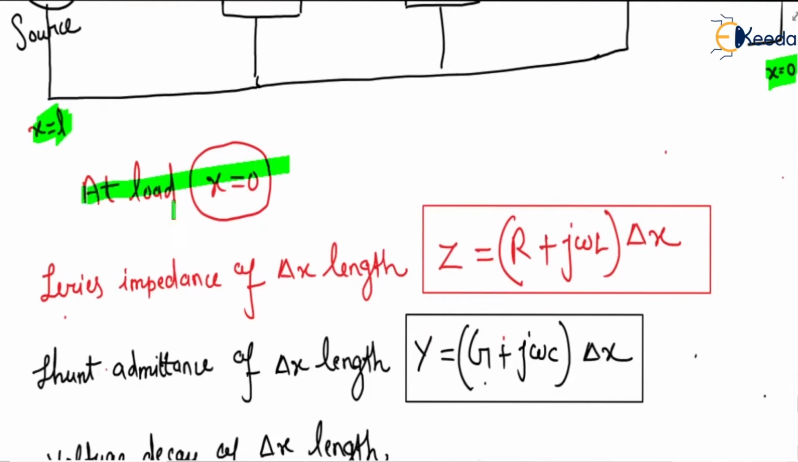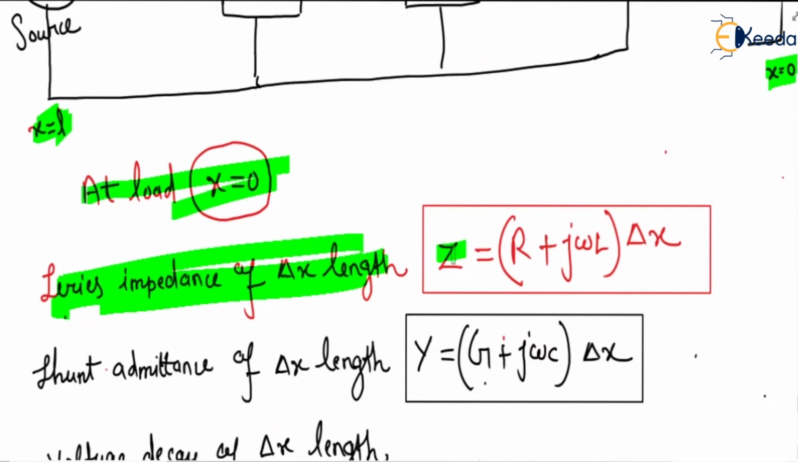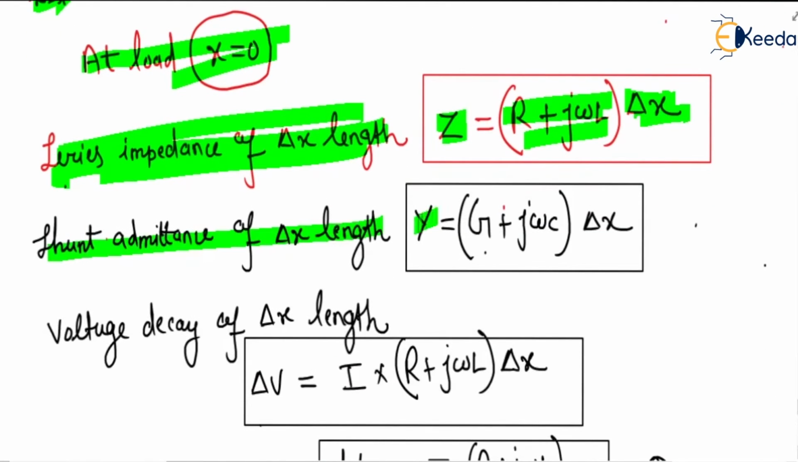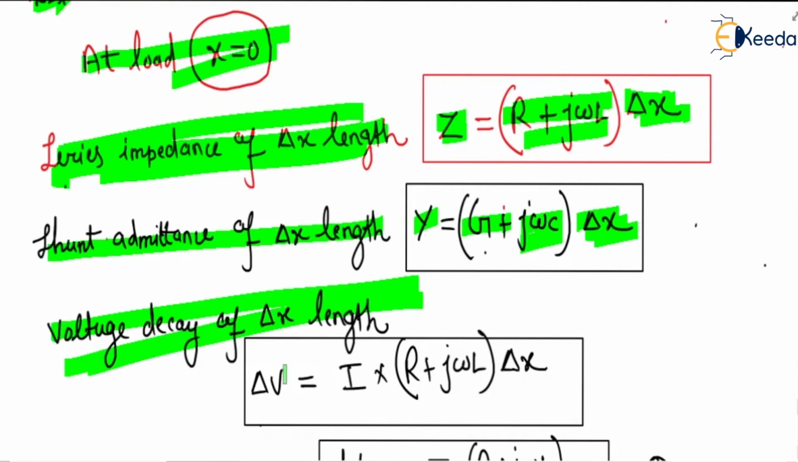So at the load x is equal to 0. If we take some small length delta x, then its series impedance is Z is equal to R plus j omega L into delta x. And the shunt admittance of delta x length is Y is equal to G plus j omega C into delta x. So the voltage decay of delta x length, delta V, is equal to I into R plus j omega L into delta x.